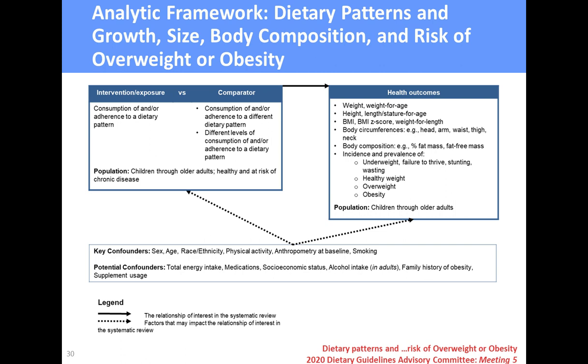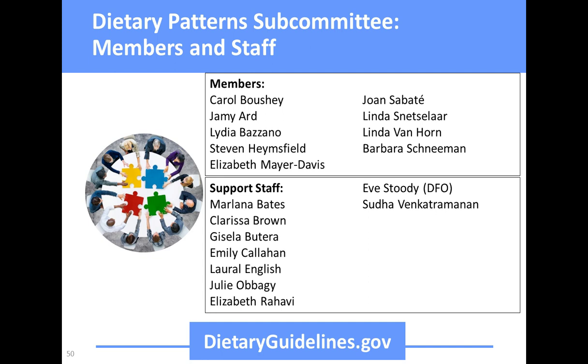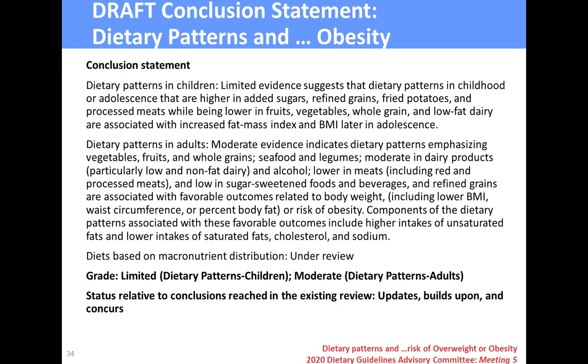Hi, Carol. This is Linda. Yes, Linda. Hi. I would just like to follow up on what Jamie was pointing out, because I do remember our discussion about this, recognizing that indeed that probably was a typo. We also paused to recognize that when we were looking at dietary patterns and obesity in children, on slide 34, showing limited evidence, the same type of dietary pattern in childhood and adolescence that is higher in added sugars, refined grains, same list, and lower in fruits and vegetables is associated with increased fat mass index and BMI later in adolescence.